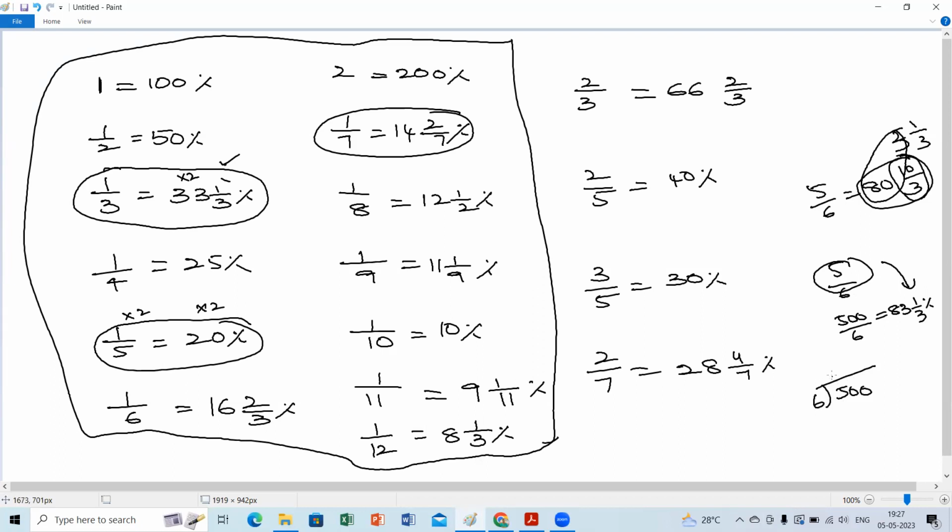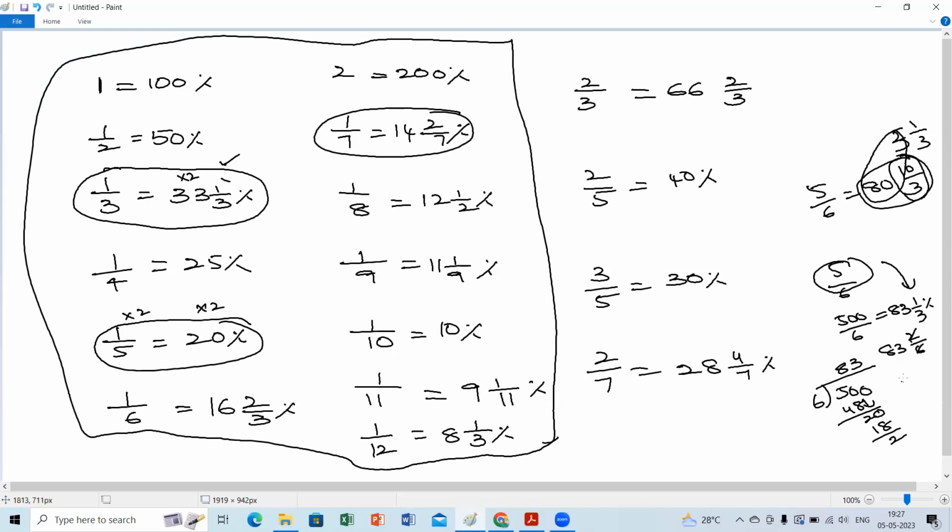Please check it. 6 8s are? What is the value of 6 8s? 48. 2 is the remainder. Bring down 0, 20. 6 3s are 18. 18. What is the remainder here? 2. So how will you write it? 83 2 by 6.